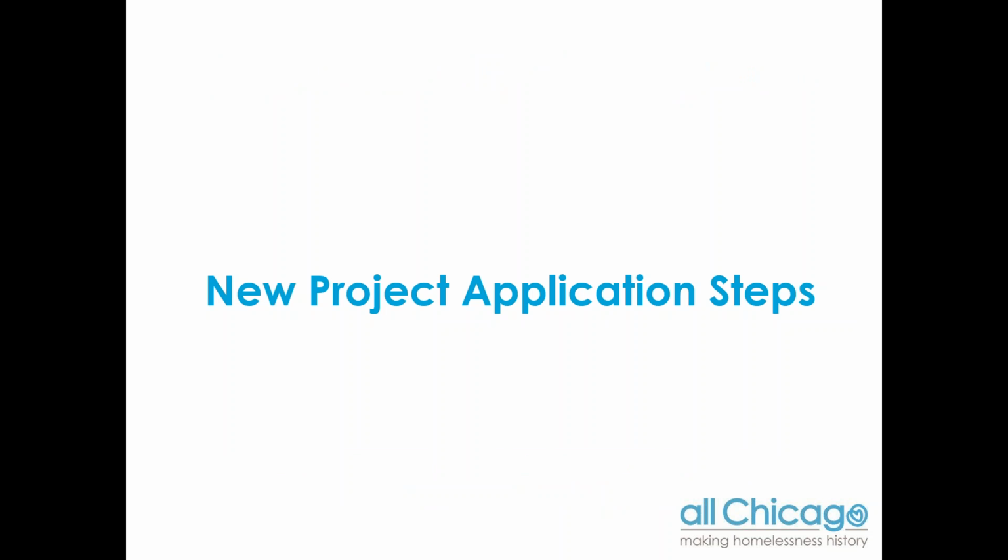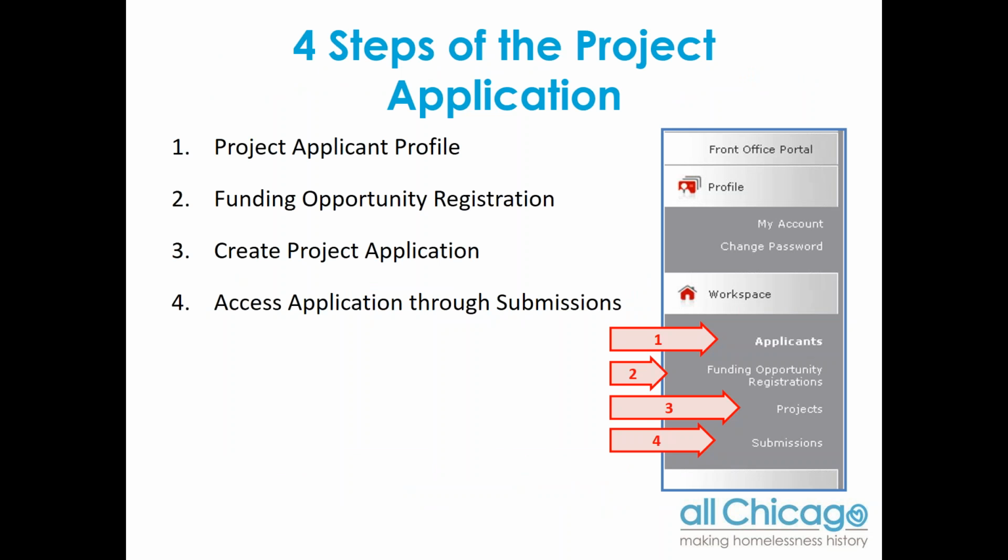So we're going to switch gears a little bit and go into the new project application steps. And for those that have done the renewal project application, this is going to look similar. The same 4 steps are appropriate for the new project application. So you must start with your project applicant profile. For those that have already done this, you likely will not have to make changes to this. The second step is the funding opportunity registration. Then you'll be able to create the project application, and then the last step is accessing the application through submission.